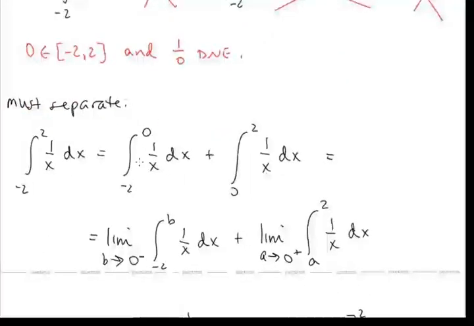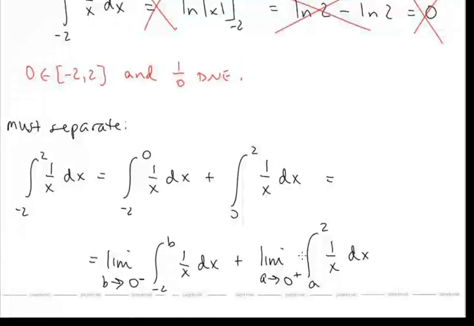Now, each of these we know how to handle. We pull off the 0, let b go to 0 from the left. Pull off the 0, let a go to 0 from the right. So let's just go back up to the graph and see where a and b are so we understand why it's left and right limits.